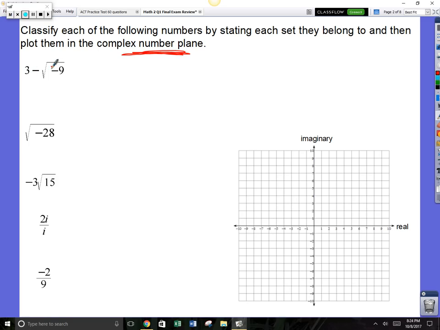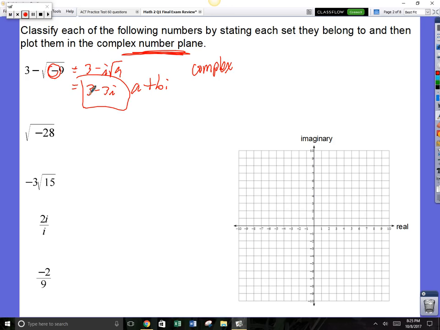Okay, now that's a red flag. That is imaginary. So this is 3 subtract i square root 9. And square root 9 is a perfect square. So this is really 3 minus 3i. Okay, now it is of the form a plus bi. It has a real part and it's got an imaginary part. So can't say that it's all real and can't say that it's all imaginary. So this is only going to be found in the complex number set.